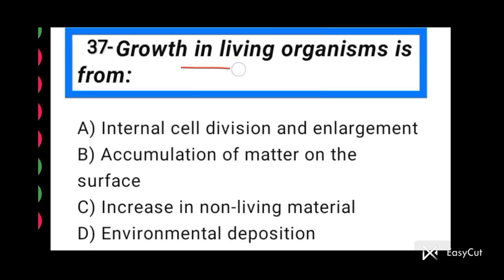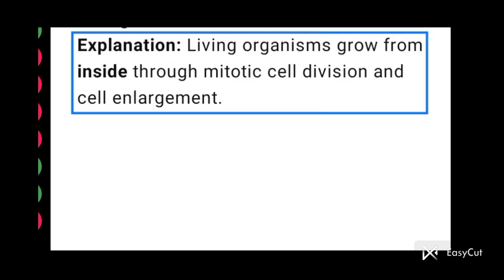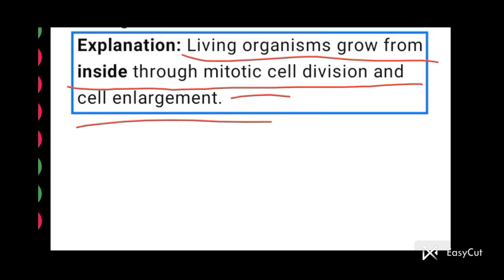Question number 37. Growth in living organisms is from internal cell division and enlargement. Option A is correct for question number 37. Living organisms grow from inside through mitotic cell division and cell enlargement.